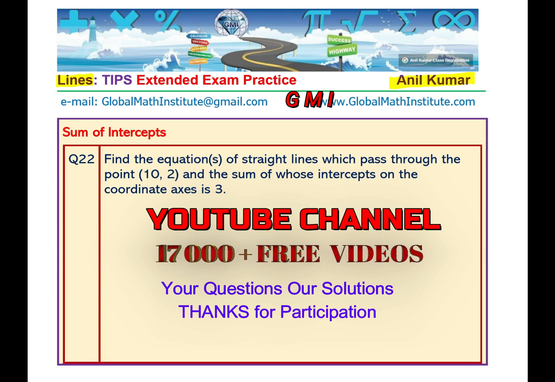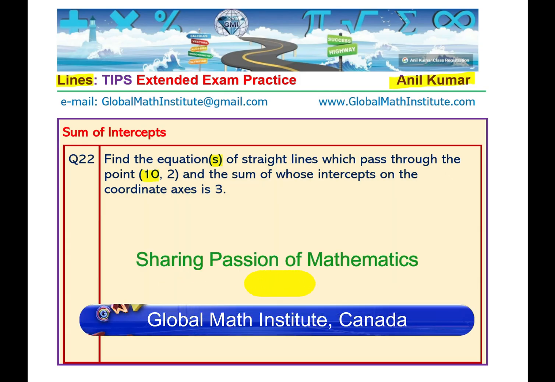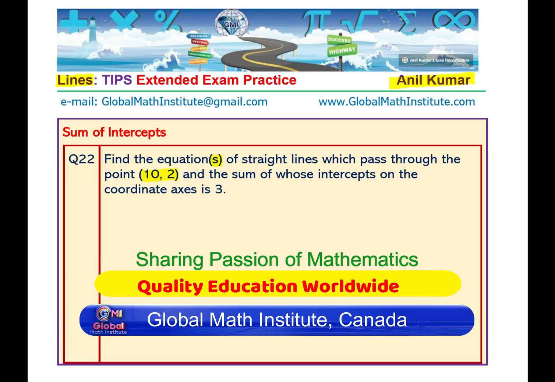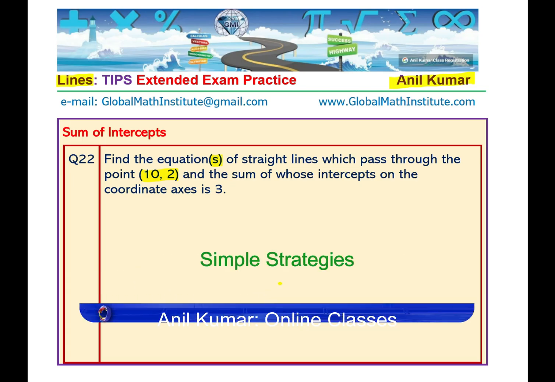The problem here is: find the equations of straight lines which pass through the point (10, 2) and the sum of whose intercepts on the coordinate axes is 3. You can always pause the video, answer the question, and then look into my suggestions.